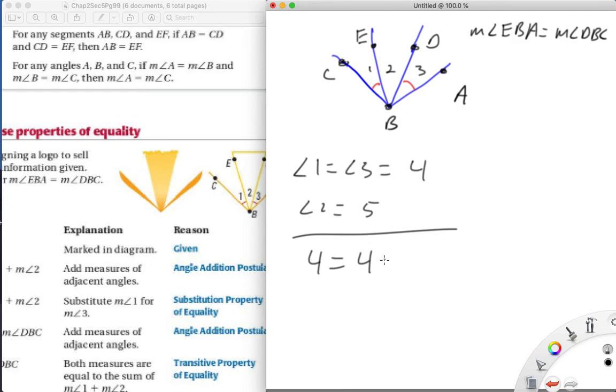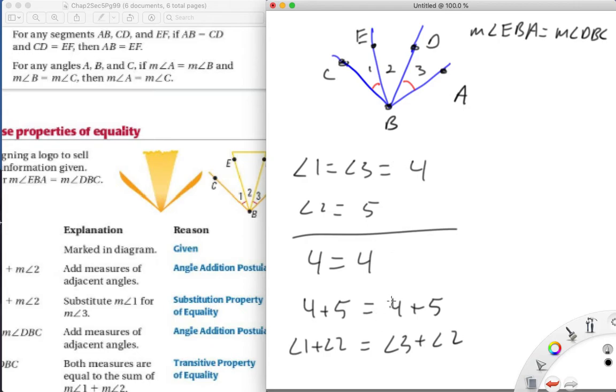Well, what if I add angle 2 to both sides? 4 plus 5 equals 4 plus 5. They would also be the same, right? Well, what's 4 plus 5? 4 plus 5 is angle 1 plus angle 2, and the other 4 plus 5 is angle 3 plus angle 2. Okay, and we know that angle 1 plus angle 2 is DBC. And we know that angle 3 plus angle 2 is EBA. So then DBC must equal EBA.